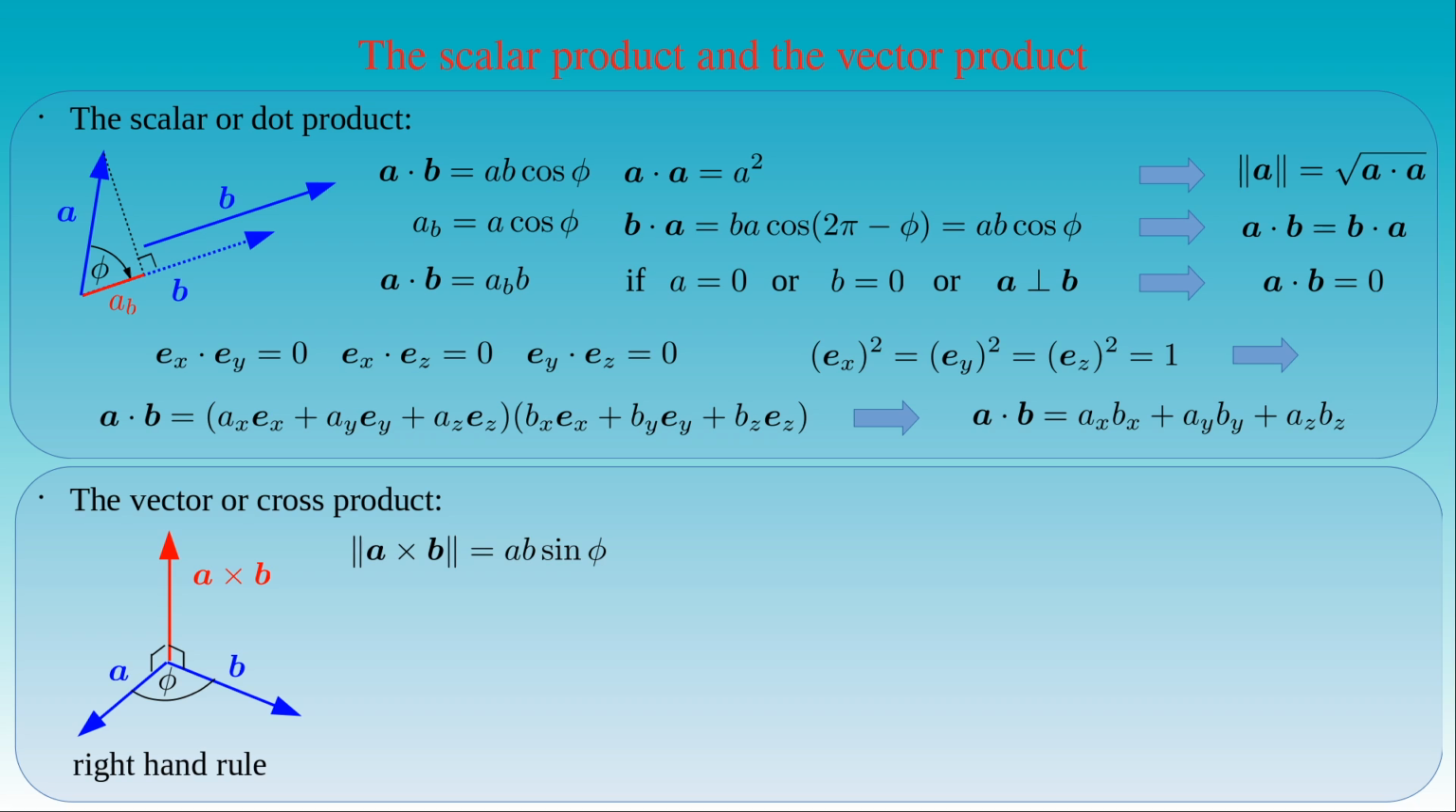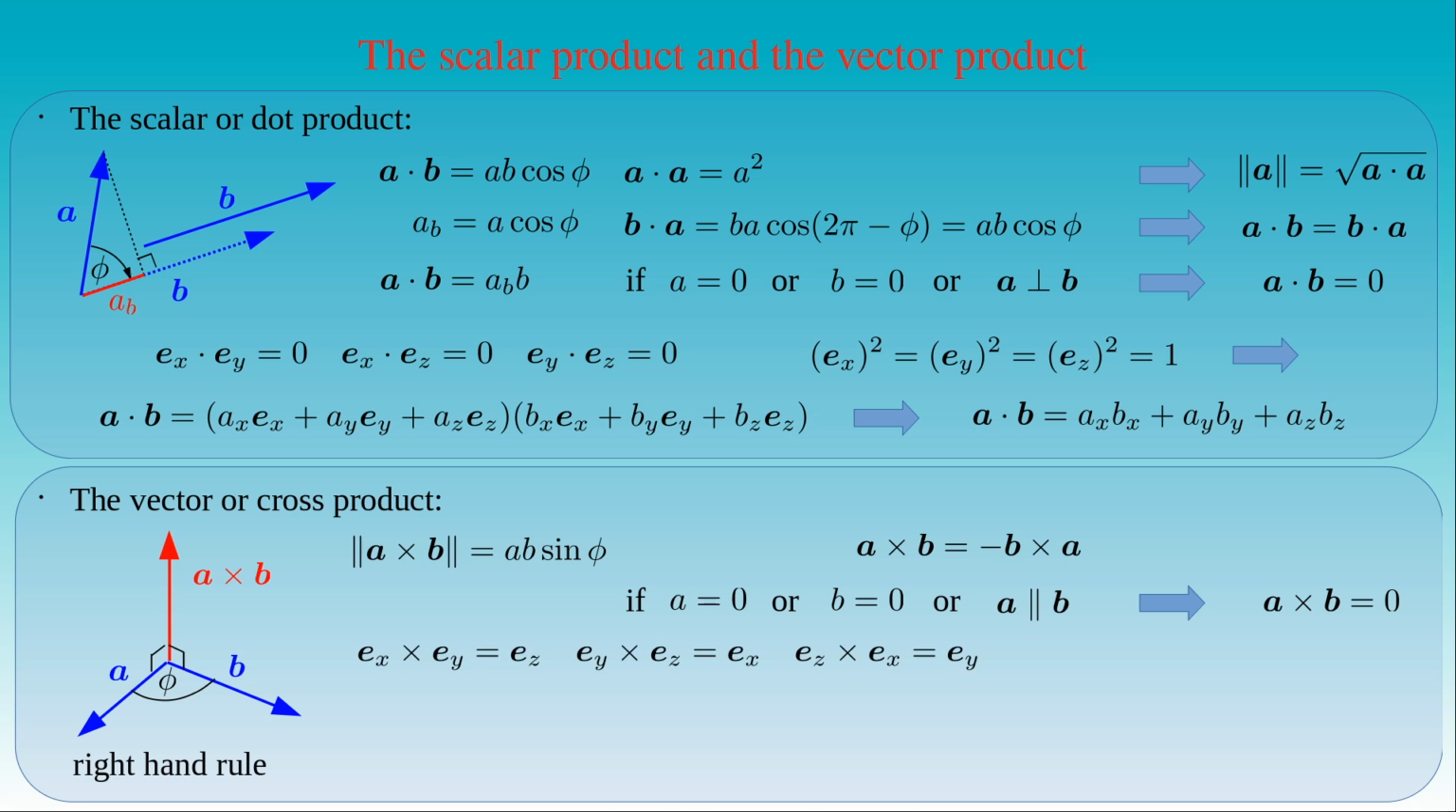It follows from the definition applying the right-hand rule that the cross product is anti-commutative, that is, A cross B is equal to minus B cross A. It also follows from the definition, if the length of A or the length of B vanishes or the vectors A and B are parallel, then their cross product vanishes. The cross product of any two different coordinate basis vectors always gives the third one, with the permutations ex, ey and ez in the cross product. The cross products of the coordinate basis vectors with themselves vanish, since the vectors are parallel with themselves.